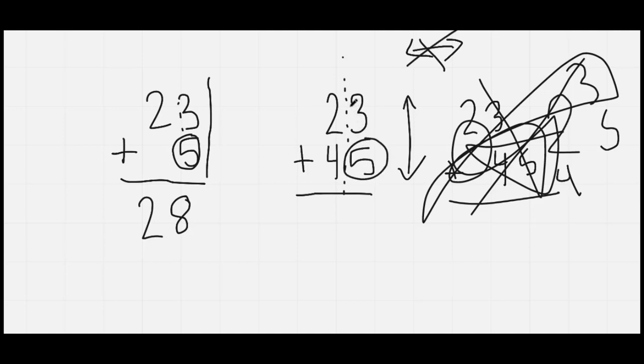5, I'm going to count on my 3. 6, 7, 8. Here, the same thing. On this problem, there was no number here, so I could just bring my 2 down. Here, there is a number, so I have to add it. 4 is the bigger number, so I go 4, 5, 6. There you go. Your answer is 68.